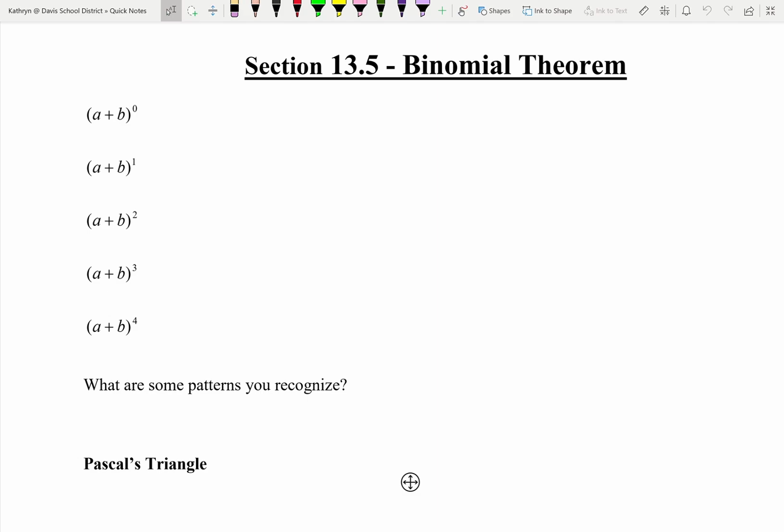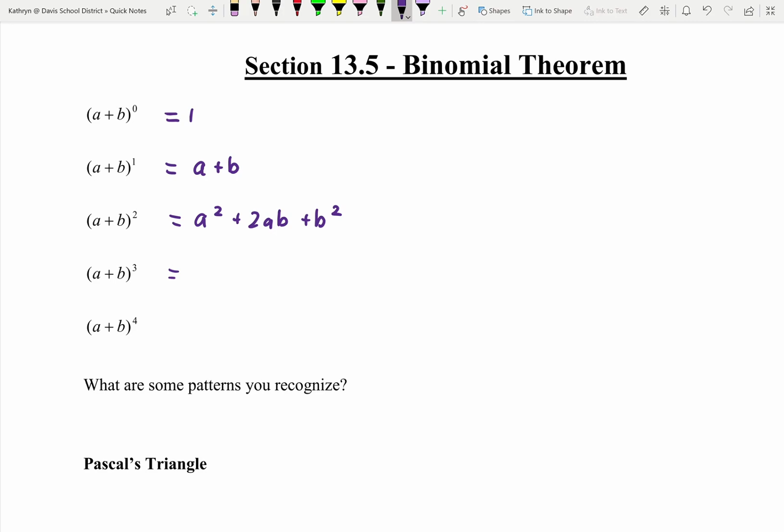So today's lesson is called the binomial theorem, okay? What it does is it helps you multiply out something that is difficult to multiply out, okay? (a+b)^0 is just equal to 1. (a+b)^1 is equal to a+b. (a+b)^2 is equal to a^2 + 2ab + b^2.